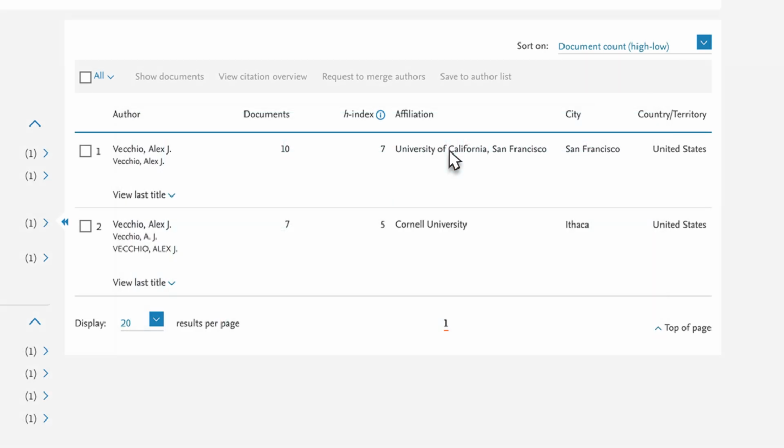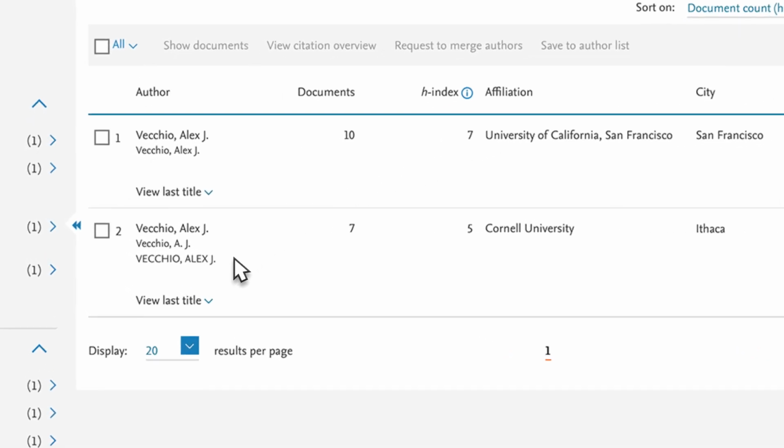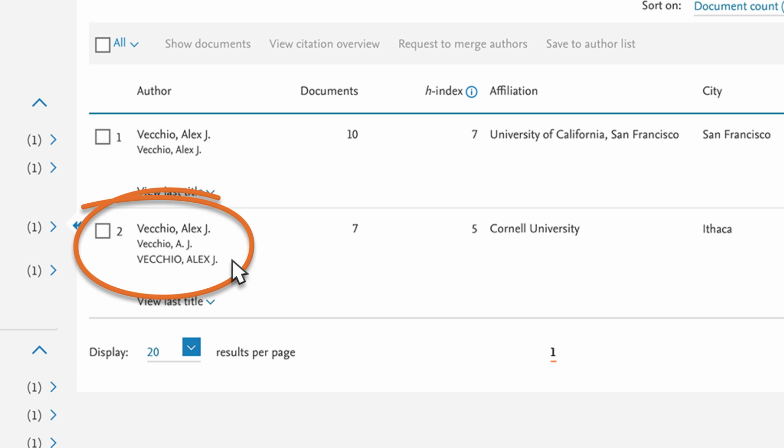The algorithm can also recognize subtle differences in how the name appears in different publications. For example, A.J. Vecchio as opposed to Alex J. Vecchio. Once the algorithm is confident it has found a group of documents written by the same author, it assigns them a unique identification number. If a document cannot be confidently matched to this unique number, it is not included in the group and is listed separately in search results.